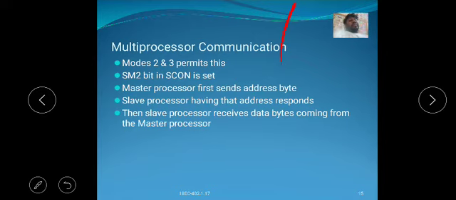The master processor first sends the address byte. The slave processor having that address responds. Then the slave processor receives the data bytes from the master processor.